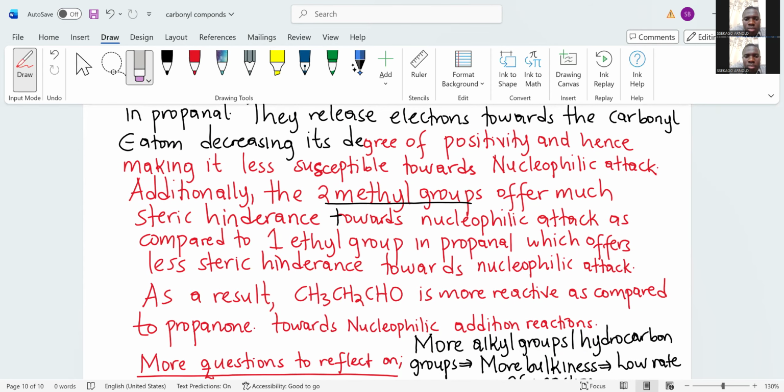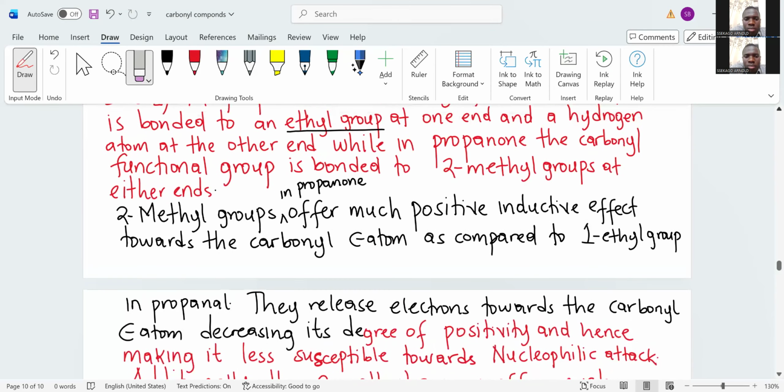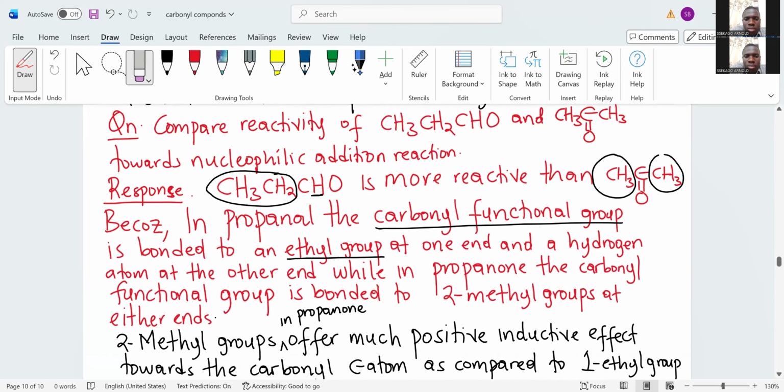We stopped on this explanation of propanal and propanone. Hope it is being recorded. Propanal and propanone. So we are able to see that propanal is more reactive than propanone.